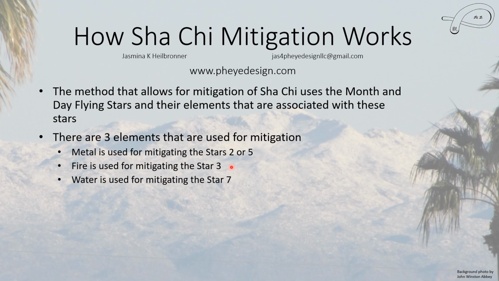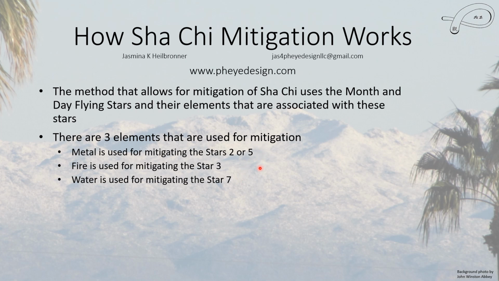Fire mitigates the star 3. Now the star 3 tends to lead to arguments. The 2 and the 5, well, the 2 is usually called the illness star, and the 5 is the misfortune star. They're both quite negative. The star 7 is sometimes associated with robbery. It's associated with losing things. So if this is a problem, then you want to mitigate your star 7.